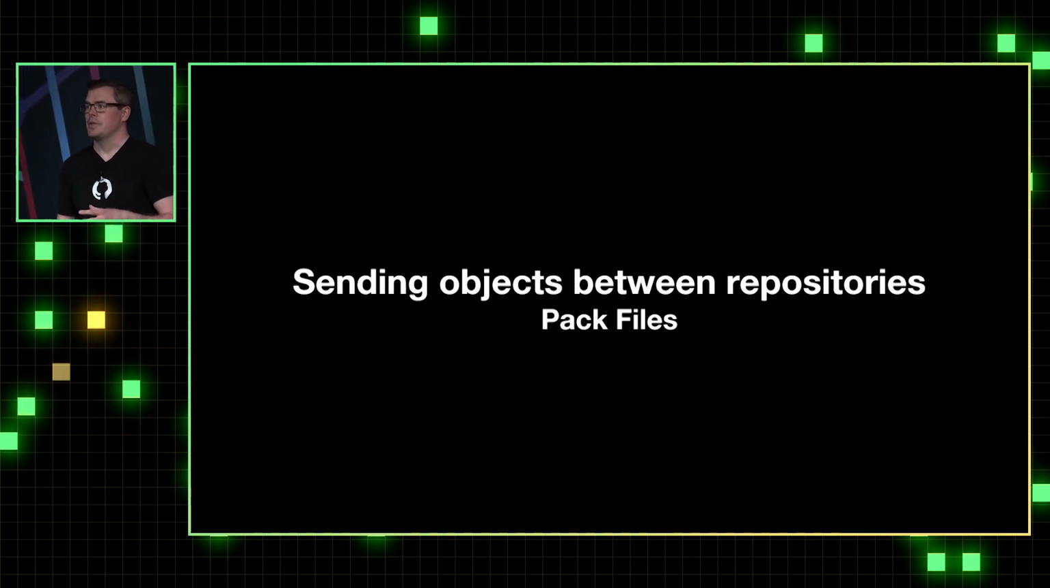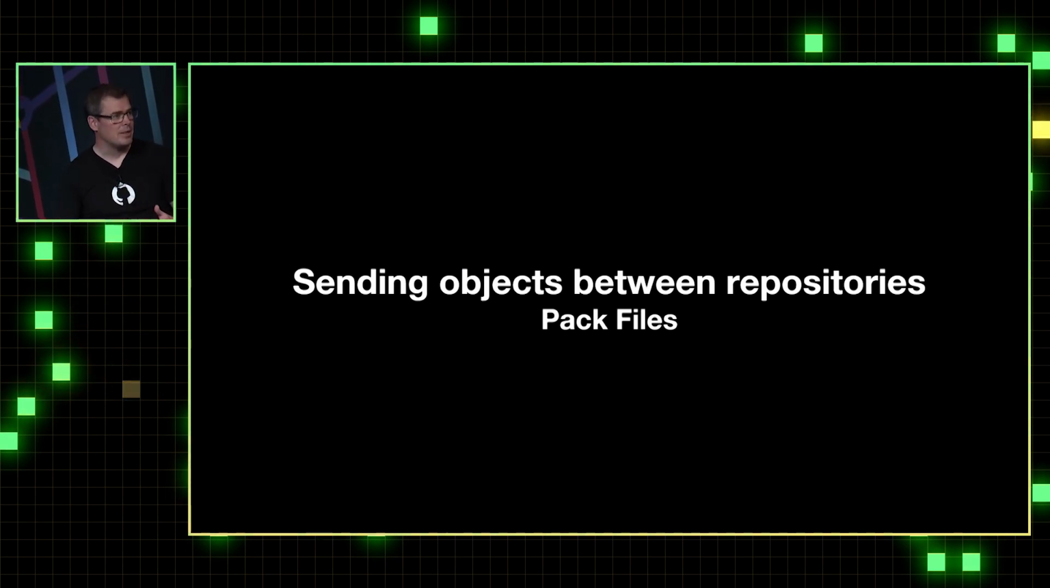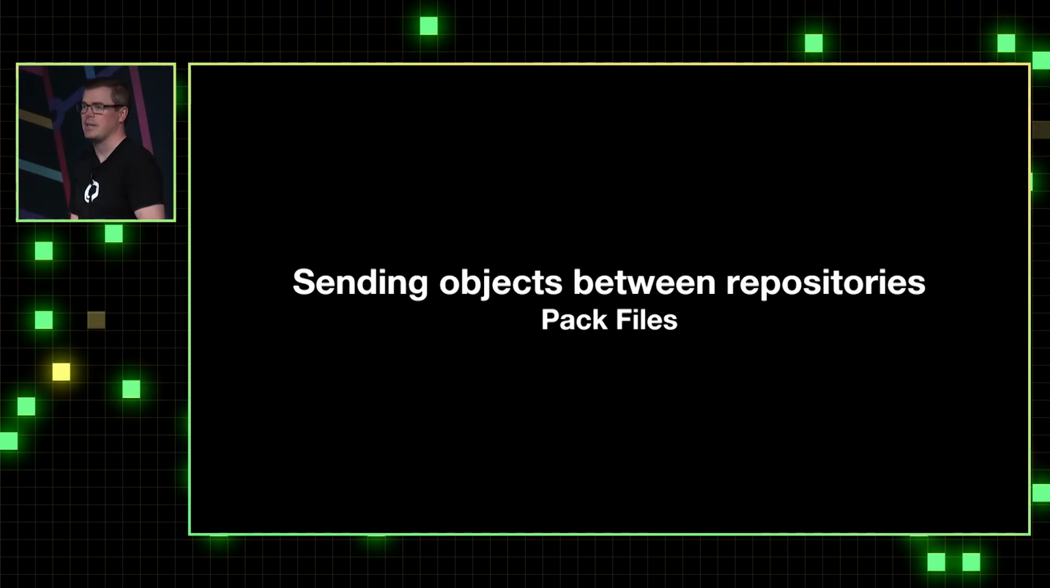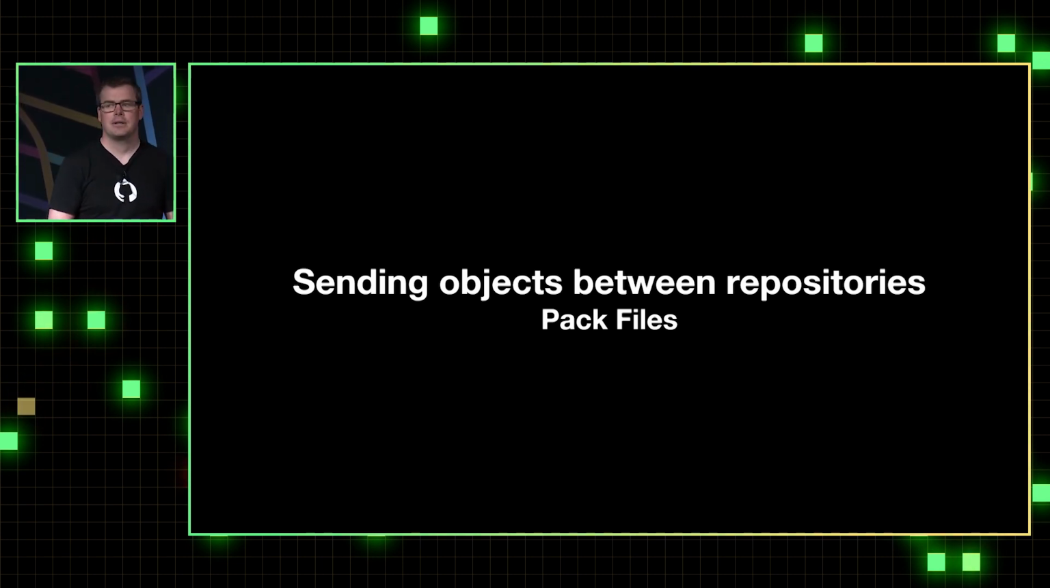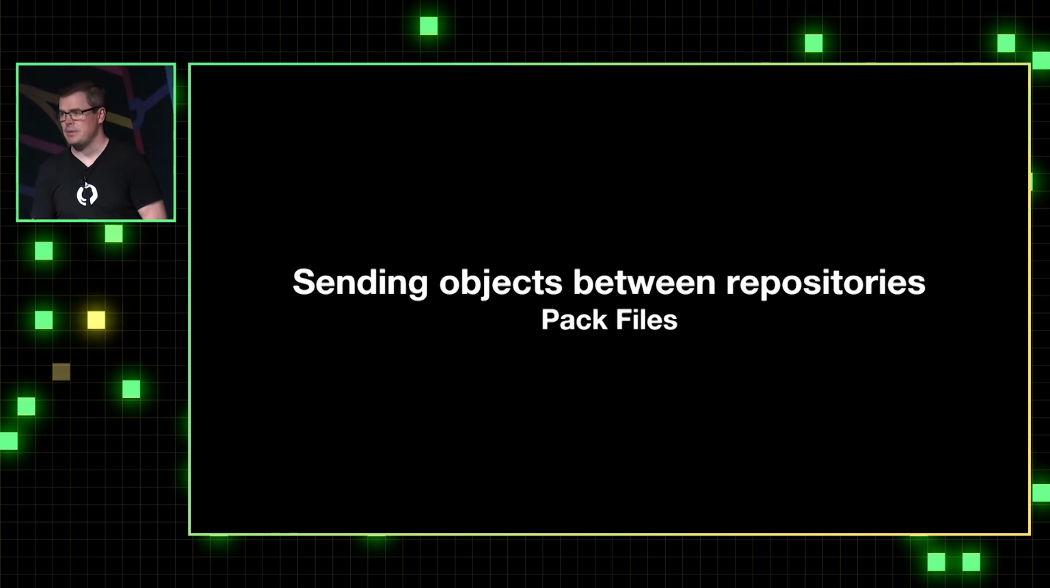So not only does Git use the pack file format to store data on disk, it was also used to send objects across the network between repositories. So let's think about how Git synchronizes using something like git fetch. But first, we're now getting into the territory of thinking of Git as a distributed database.